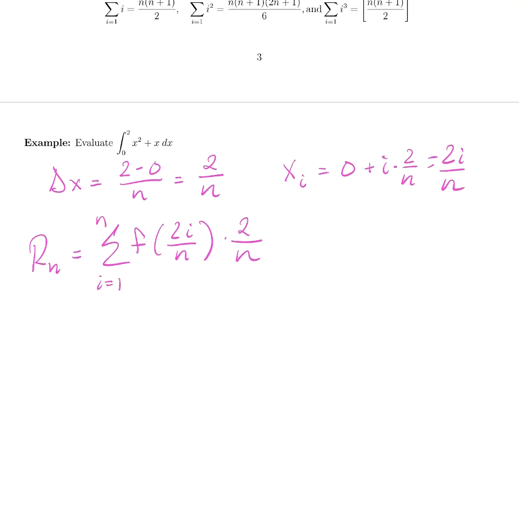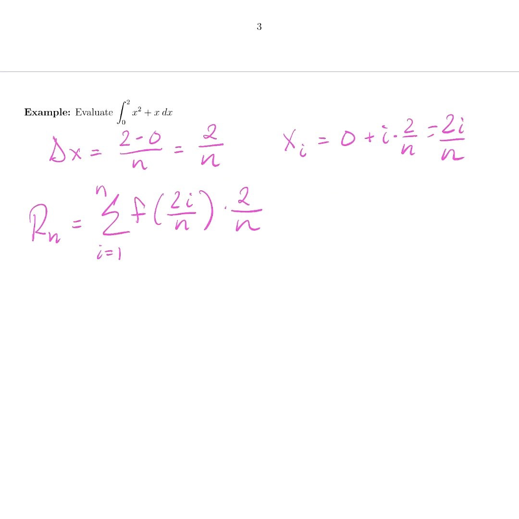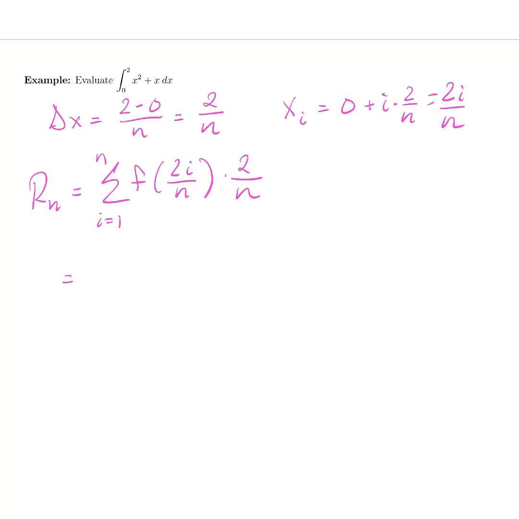All right, now our job is to battle through some algebra. Once we write down Rn, we're going to need to take a limit, but let's try to simplify Rn first, and then we can take that limit after we battle through some algebra. So this is the sum from i equals 1 to n. Everywhere in my function that I see an x, replace it with 2i over n. So I get 2i over n squared plus 2i over n. And that is all being multiplied by 2 over n.